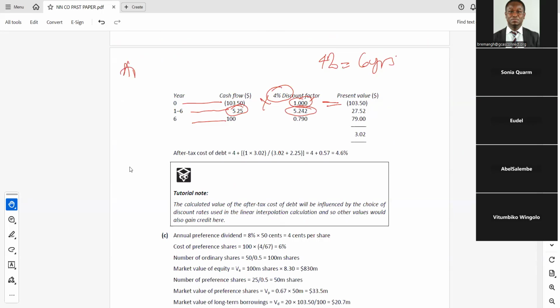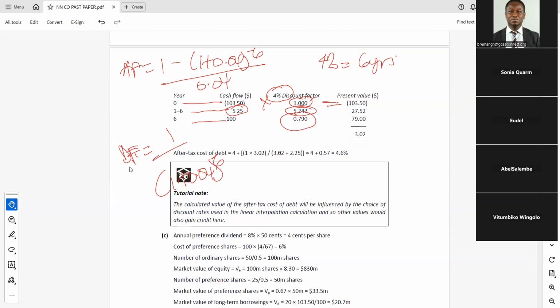Or you can say the annuity factor equals 1 minus (1 plus 0.04) to the power negative 6, all over 0.04. You still get the same 5.242. Then the discount factor of that 4%, 1 plus 0.04 on the 6th year, is going to give us 0.790. So you use the cash flows to multiply the annuity factor and the discount factors, then we will get a net present value of 3.2.